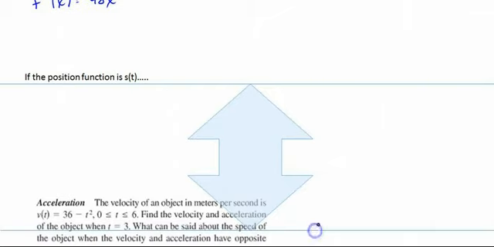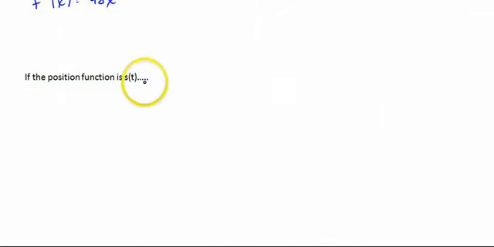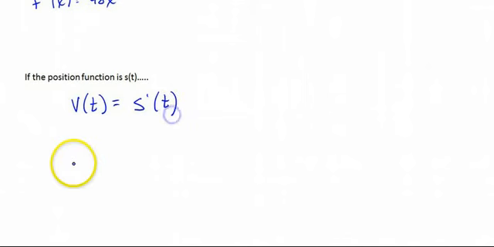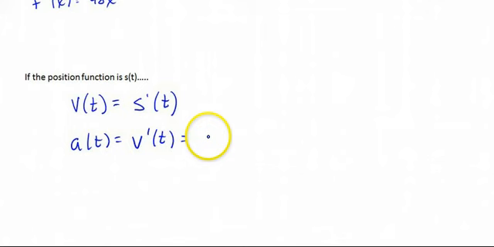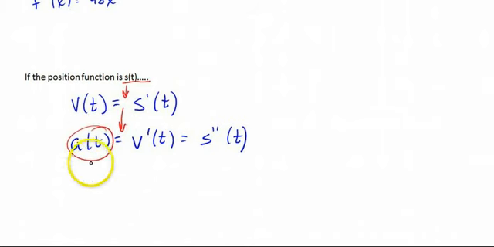Okay, so why would we even worry about higher order derivatives? Well, if the position function of an object is given by function s of t, velocity is the rate of change of position. So v of t is the first derivative of our position function. And acceleration is the rate of change of velocity. So the acceleration is the derivative of velocity, which is the second derivative of our position. That's really important to remember. Starting with a position function, you take the derivative, you get velocity. Take the second derivative, and you get acceleration.